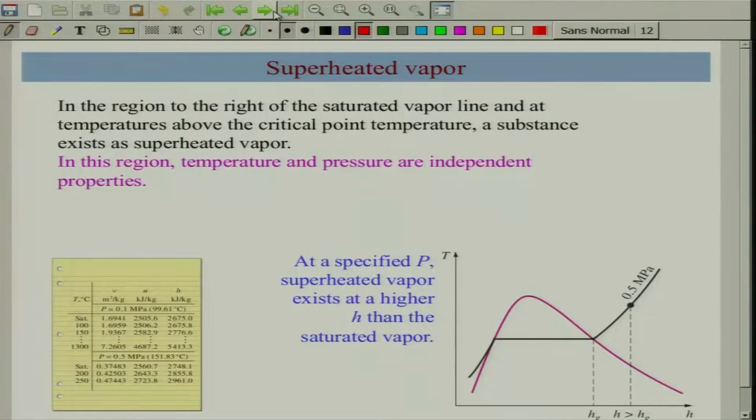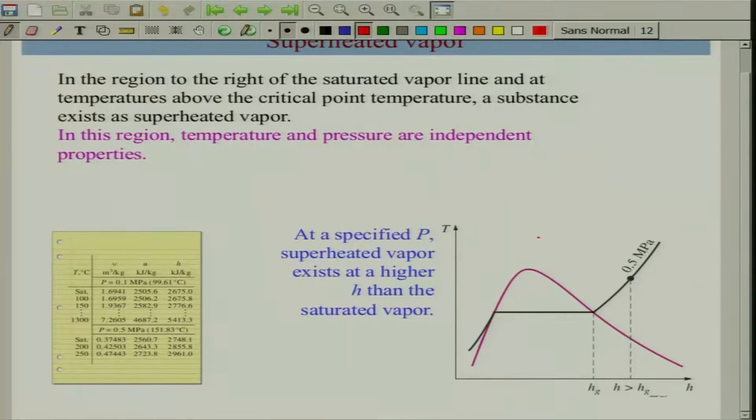In the last few minutes I am going to quickly wrap up the other cases, which is the case of superheated vapor, on the right hand side. In this region, beyond the temperature of the critical point, this is going to be superheated vapor. In this region temperature and pressure are independent properties. You need two intensive variables to define the state here. For this case also you have specific tables.